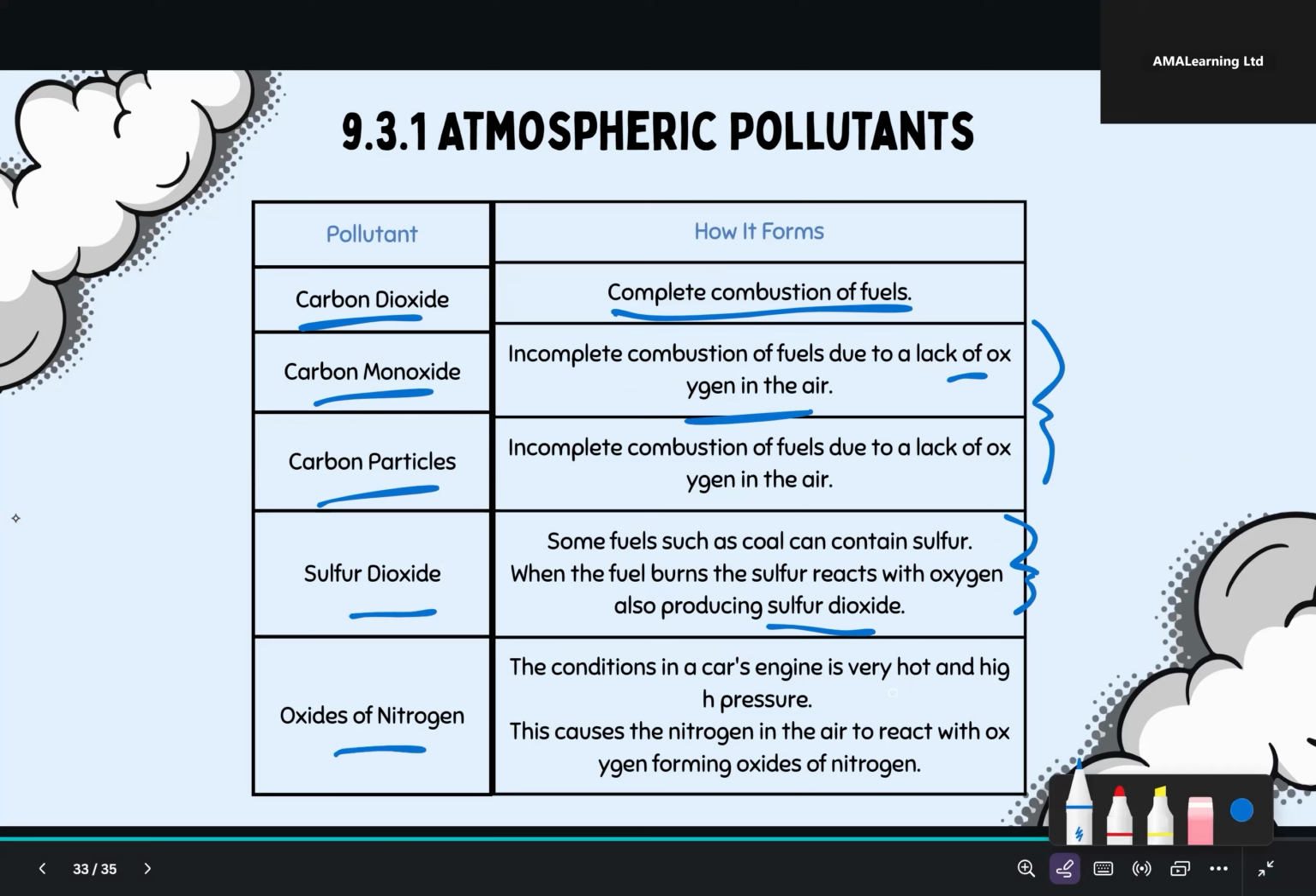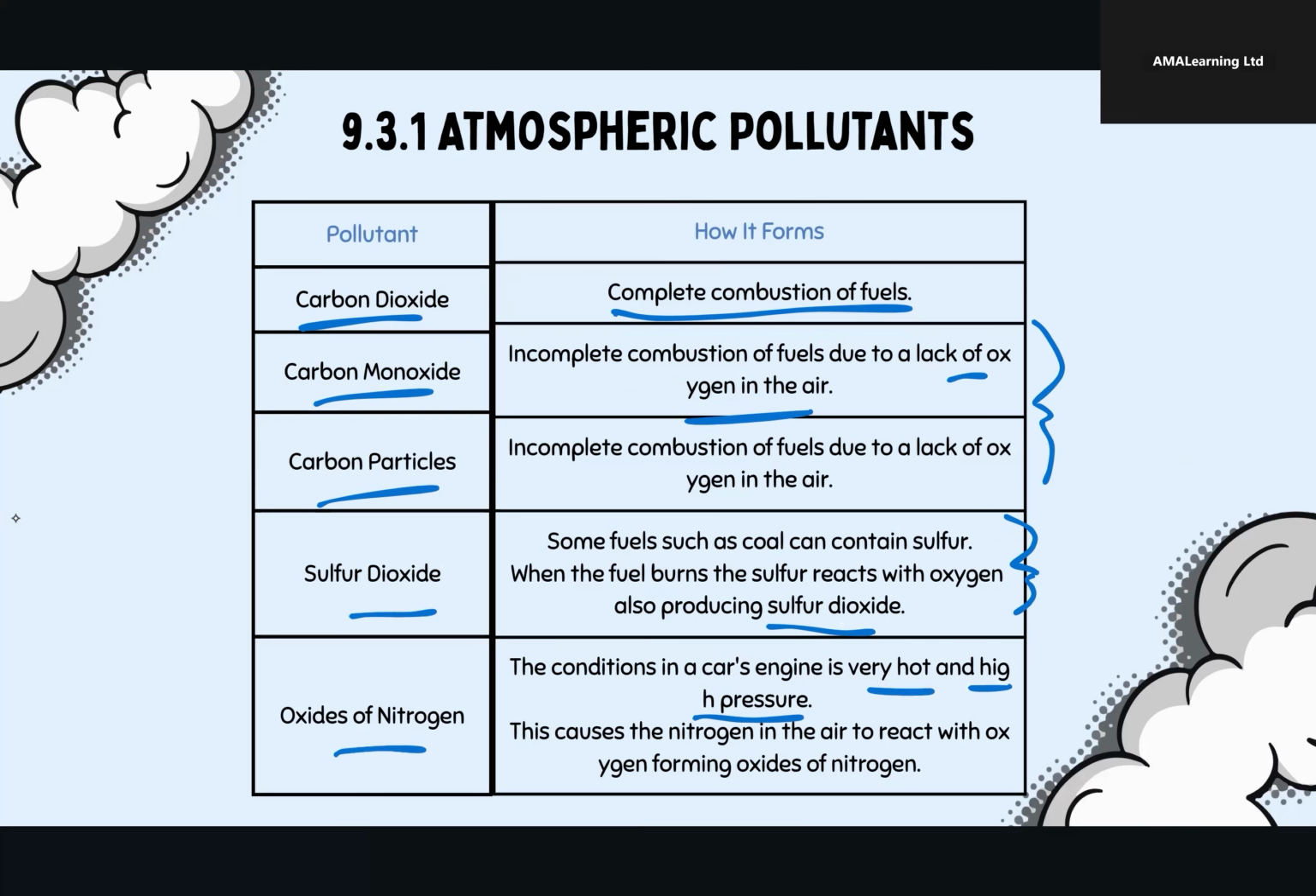In the car's engine, it's very hot and it's high pressure. And the nitrogen triple bond breaks, either through lightning or through the car's engine. And then because that triple bond is broken, the nitrogen can react with oxygen to make nitrogen dioxide and nitrogen monoxide.